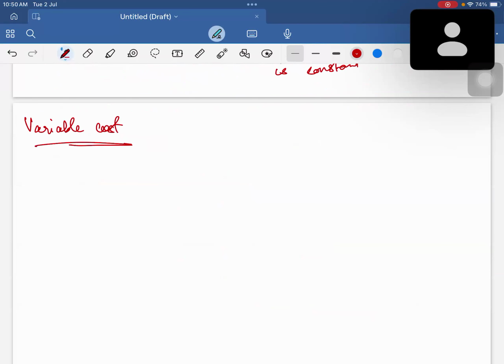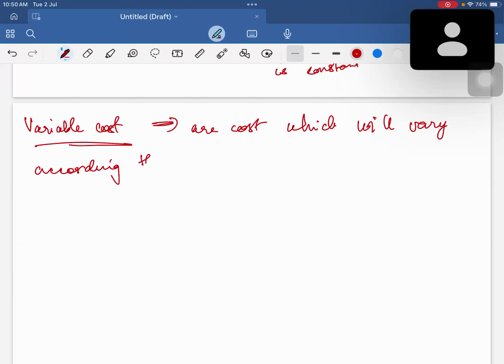Now, the other type is a variable cost. Variable cost is going to change according to the level of output. So it is the cost which will vary according to the level of output.